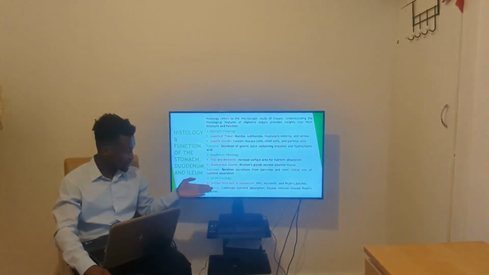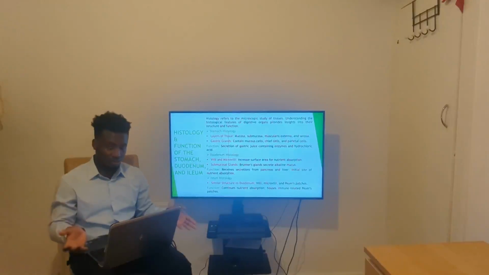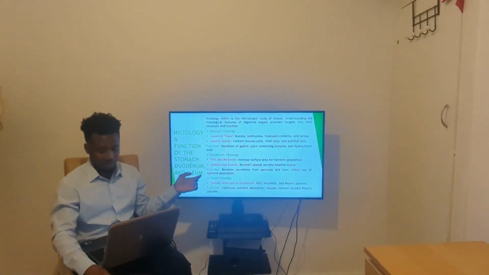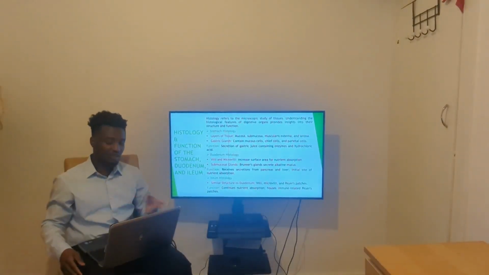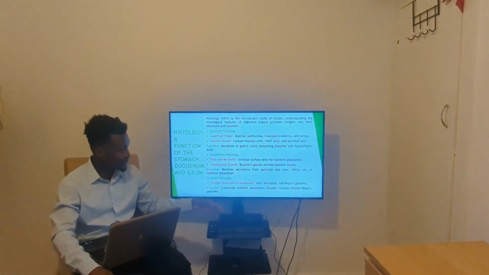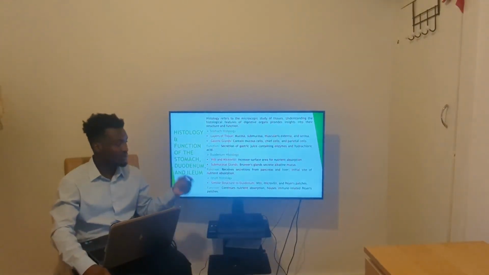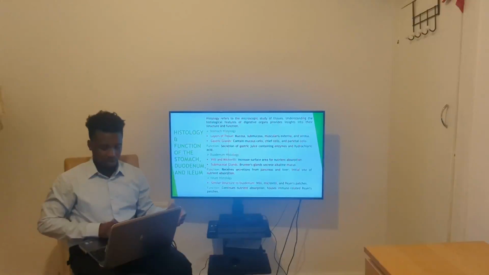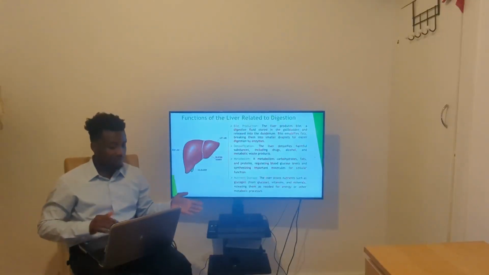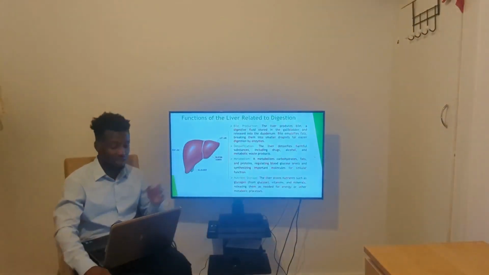The ileum histology is similar to the duodenum: villi, microvilli, and Peyer's patches. The function is it continues the absorption of nutrients and houses immune-related Peyer's patches. So the next slide is the function of the liver related to digestion.